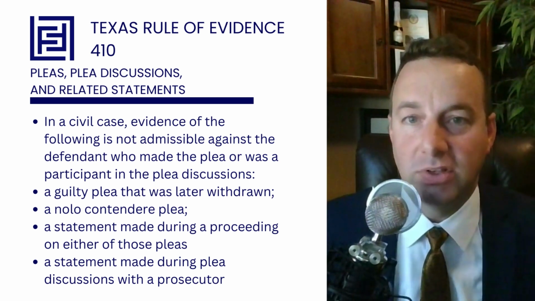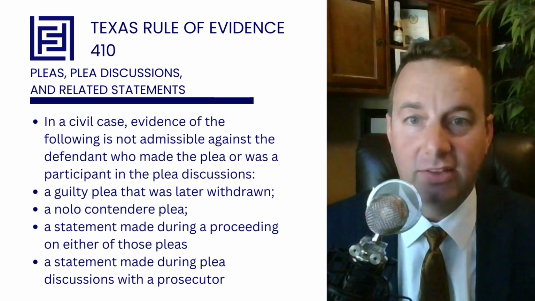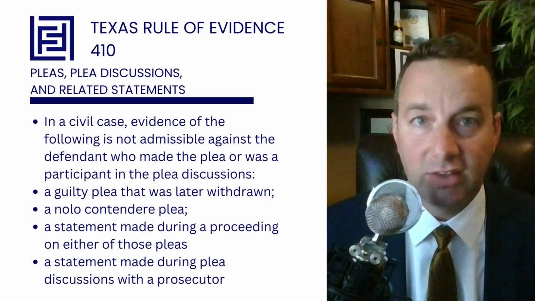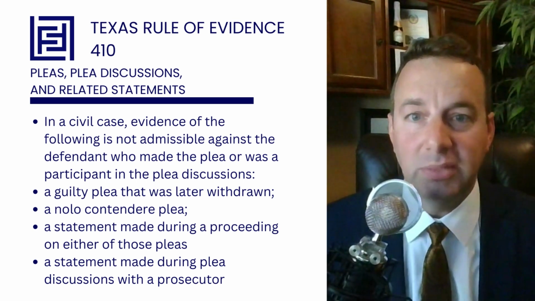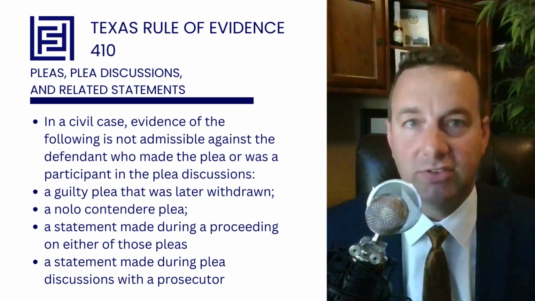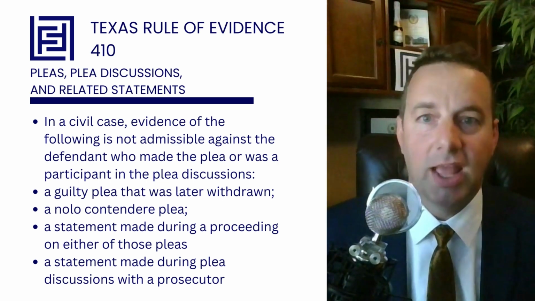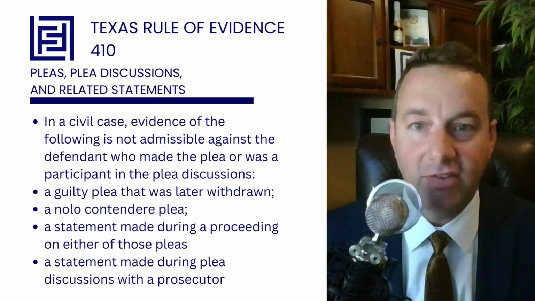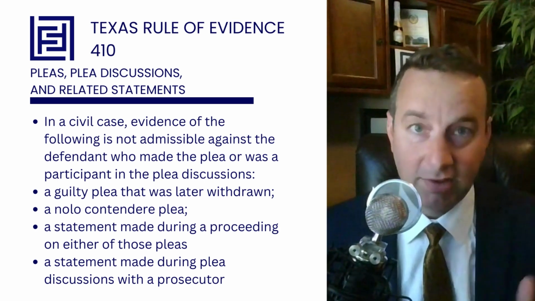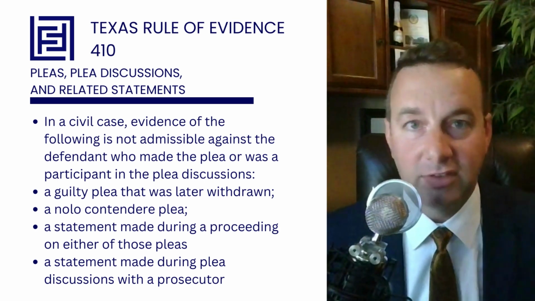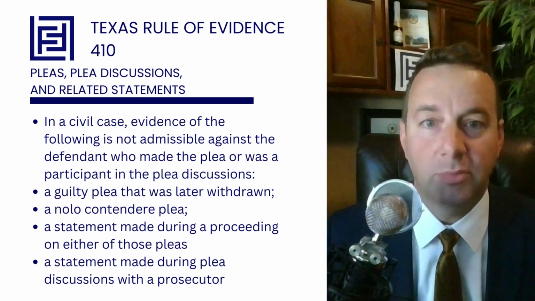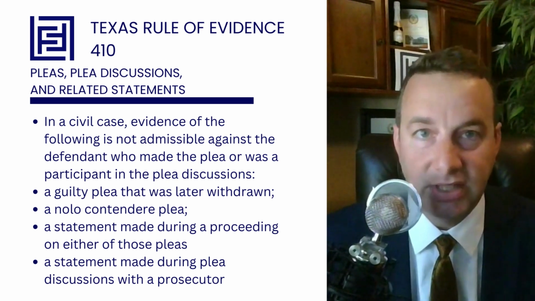So, again, we're talking about Texas Rule of Evidence 410. The first part of this rule discusses the effect of plea bargains and plea discussions in a civil case. It says that in a civil case, evidence of a guilty plea is not admissible against the defendant who made the plea or was a participant in the plea discussions.